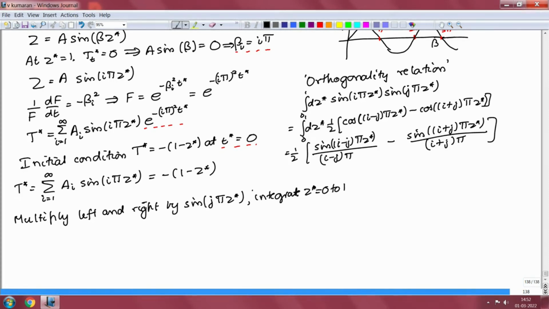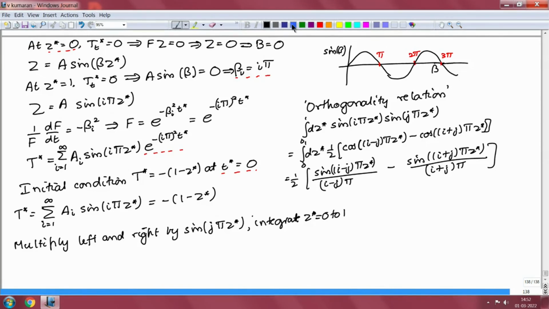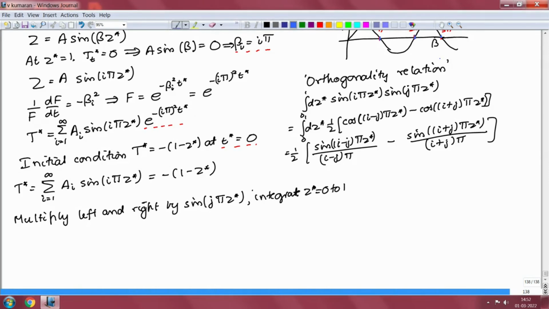Now, let us examine this carefully. i is an integer, j is an integer. Therefore, i plus j is an integer, and i minus j is also an integer. The sine function of an integer times pi times z is 0, because for all integer values the sine function of an integer times pi times z is equal to 0. So, both of these terms are 0. This is equal to 0 for i not equal to j. When i is not equal to j, this is equal to 0 because the sine function is 0.